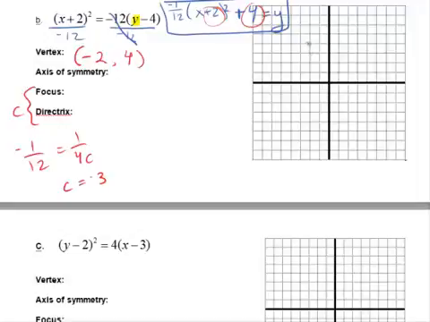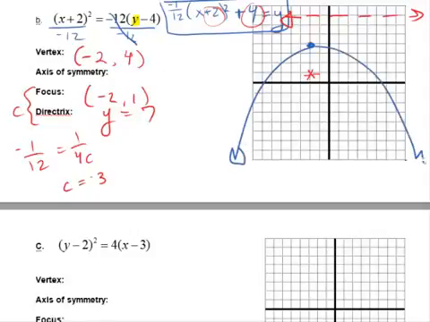So -2, 4. We are opening up, down because of the y. So focus is going to move 1, 2, 3 units down, -3. 3 units in the other direction for the directrix. The directrix will be at 1, 2, 3, 4, 5, 6, y equals 7. Focus will be at -2, 1. And then the parabola will open downwards, and the axis of symmetry will run this way, so axis of symmetry is at x equals -2.